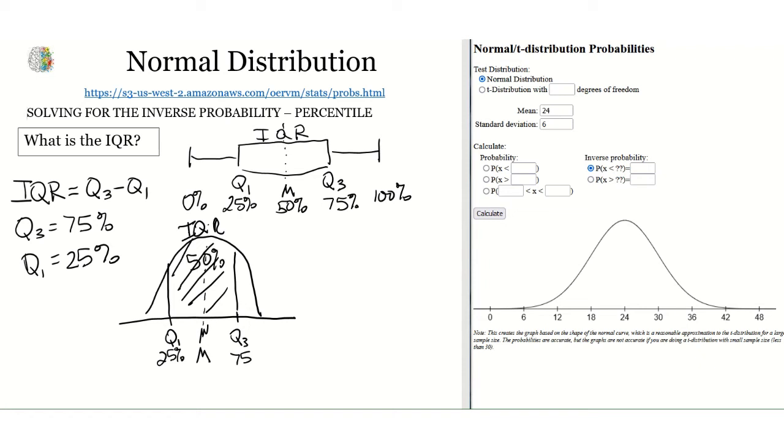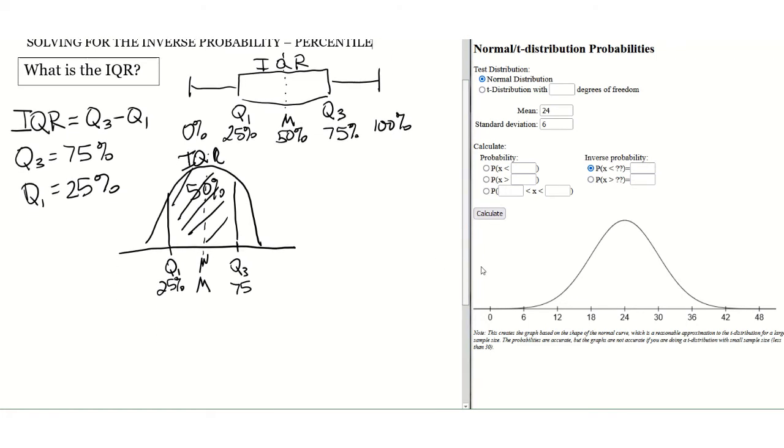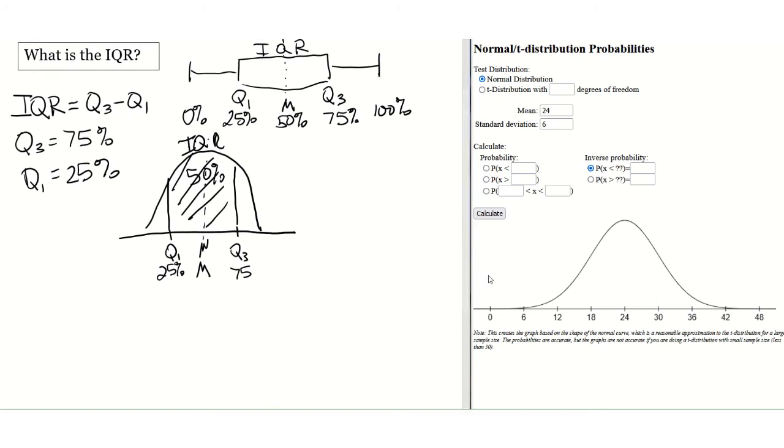So the way that I solve that, you'll notice on the calculator it doesn't have a range like we did when we were solving for the probabilities. So I need to solve for each of these quartiles separately. So what I'm going to do is solve for my first quartile, and then my third quartile. I'm going to solve for each of these quartiles, and then I'm going to take the difference. So let's take a look at what we are solving for.